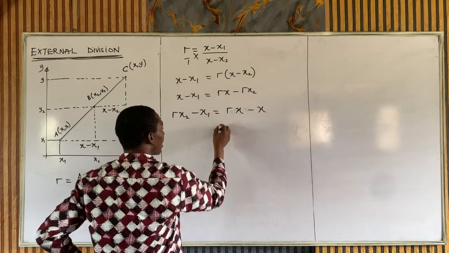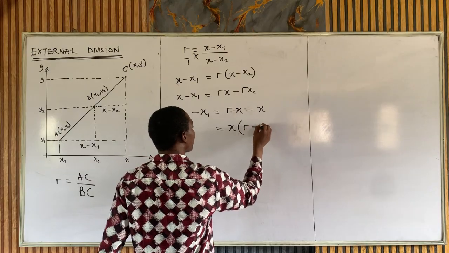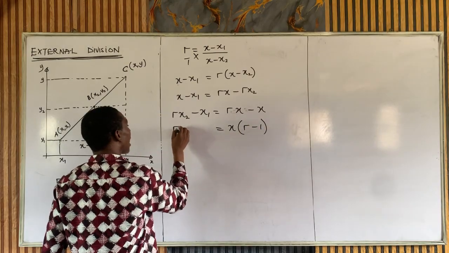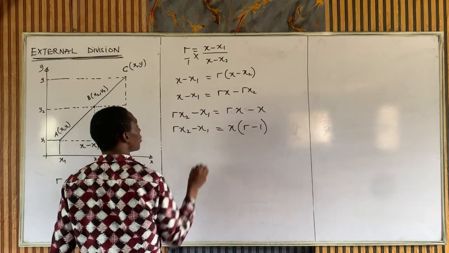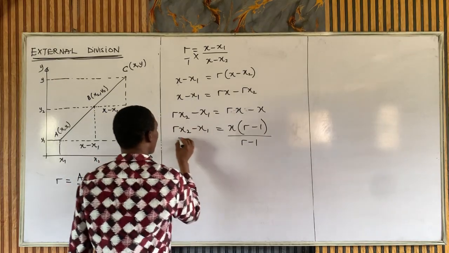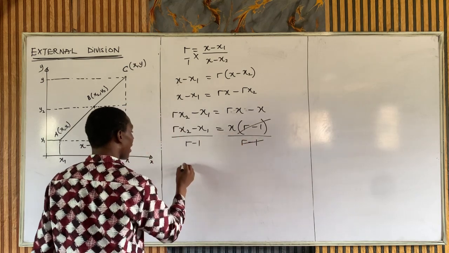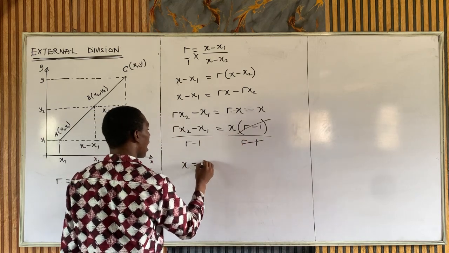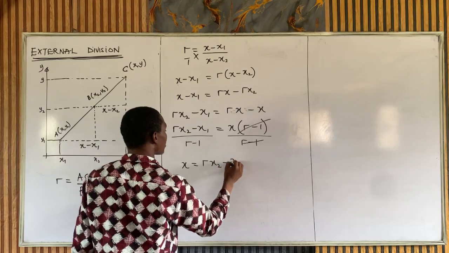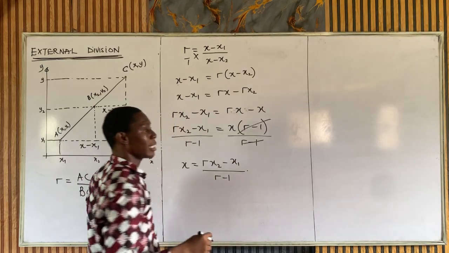Now, what is common here? That is x. x goes out to give us R minus 1, and this gives us Rx2 minus x1. Right here, dividing by R minus 1 and dividing here by R minus 1, this eliminates this. You now get x is equal to Rx2 minus x1 all over R minus 1. That's how we do this.